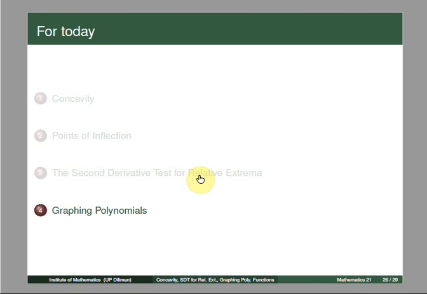So this ends this part of the lecture. The second derivative test for relative extrema is actually useful in some word problems in optimization that you may look forward to in later lectures. Alright, for the next part of the lecture, we will be looking at how to use our knowledge of relative extrema and concavity to graph functions, starting with polynomial functions. See you in the next video.